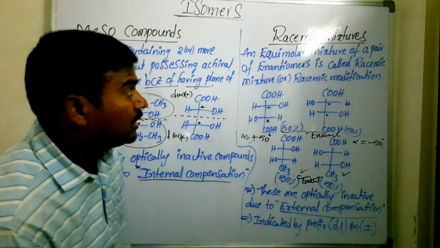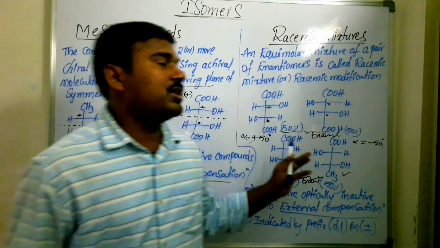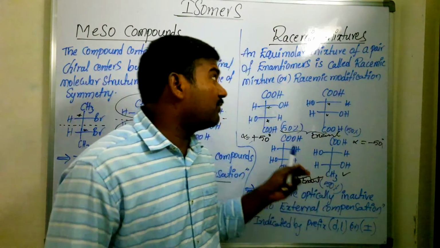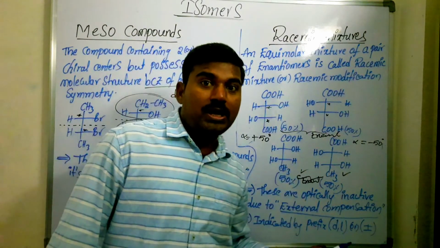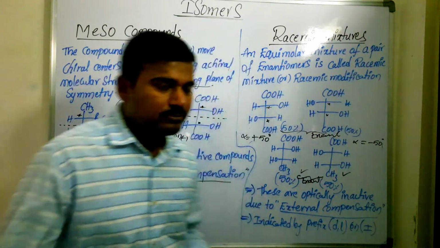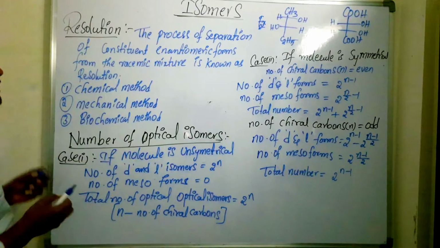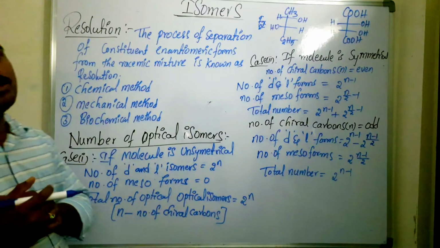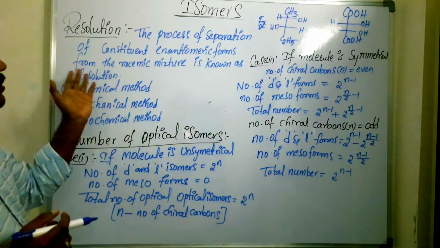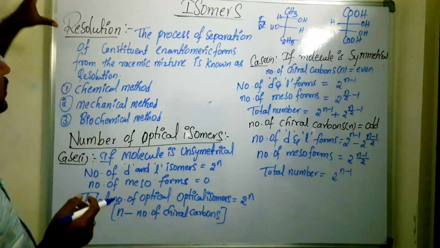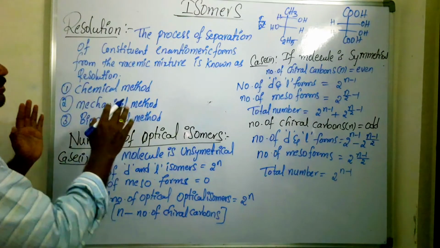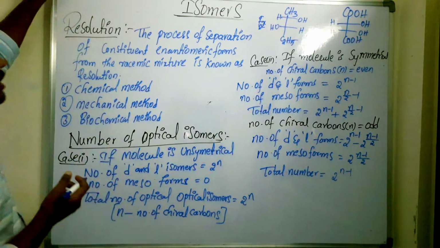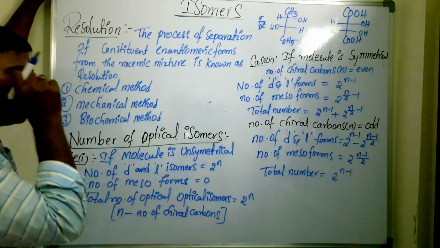Now we are going to see the process of conversion of a racemic mixture, an optically inactive mixture, into optically active enantiomers. That process is called resolution. What is meant by resolution? It is the process of separating the constituent enantiomeric forms from the racemic mixture into separate enantiomers. That is, the racemic mixture is converted to optically active enantiomers. So the racemic mixture is separated into two different enantiomers.